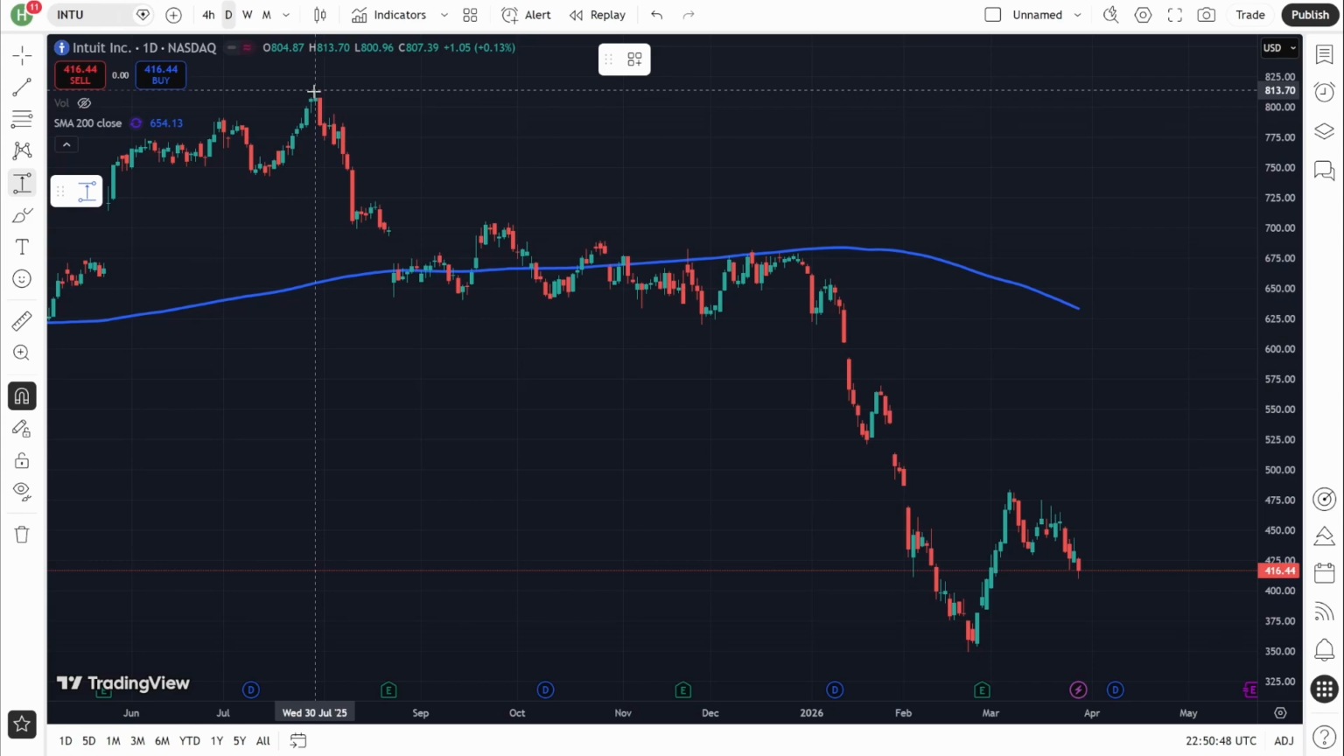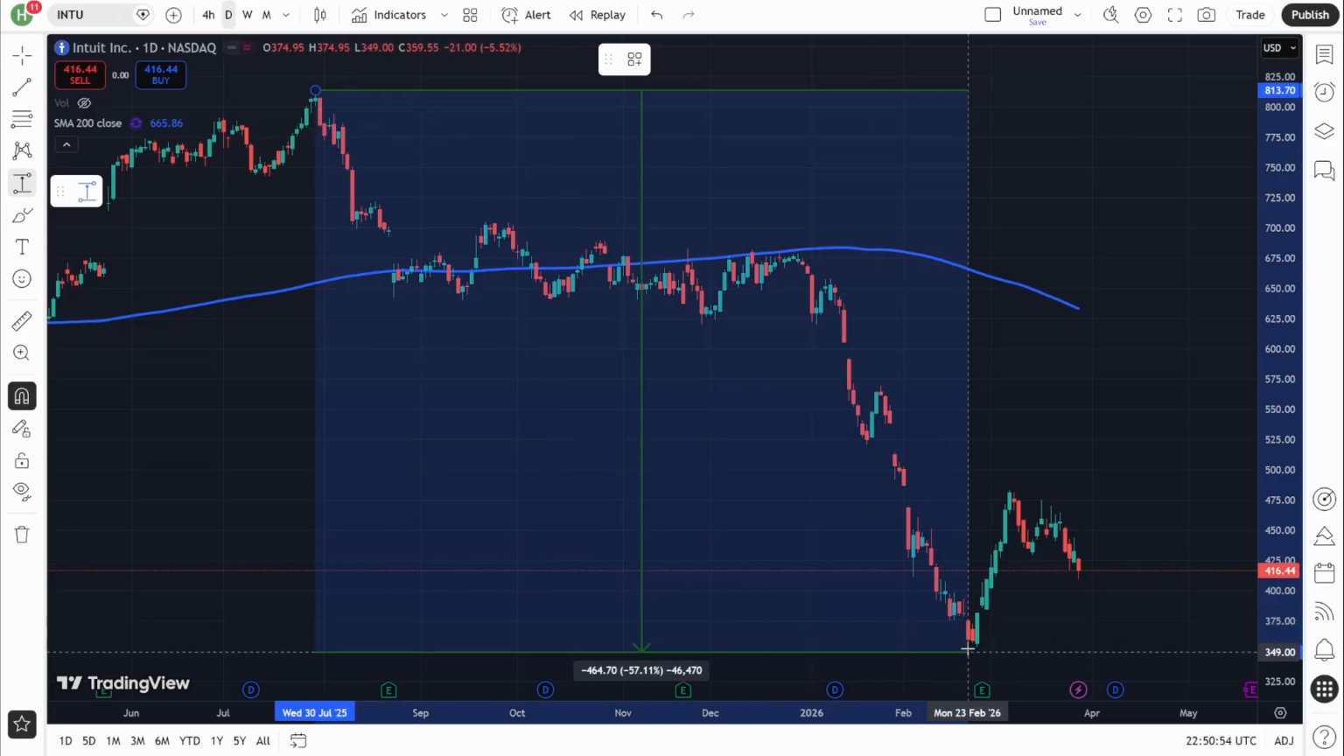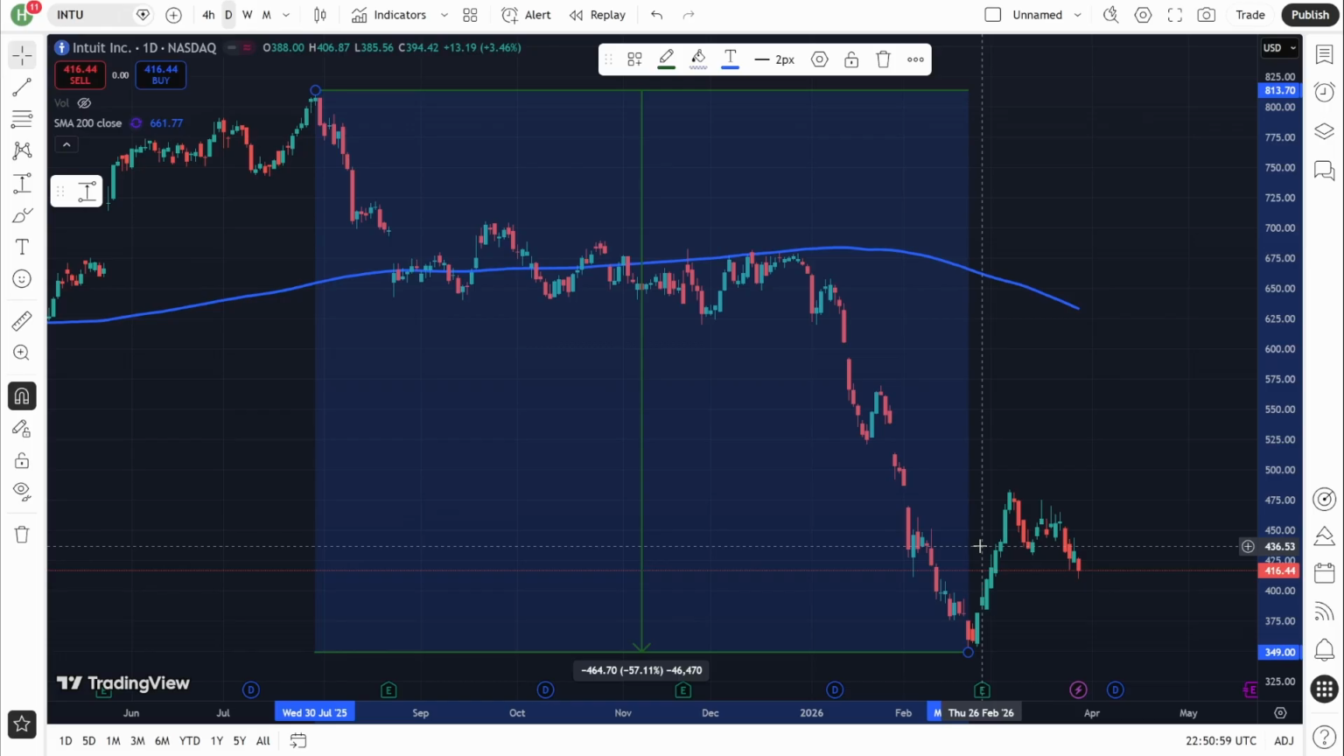Intuit stock has dropped from the all-time high of $813 all the way to the recent low of $350. That is more than a 57% drop. What is going on?